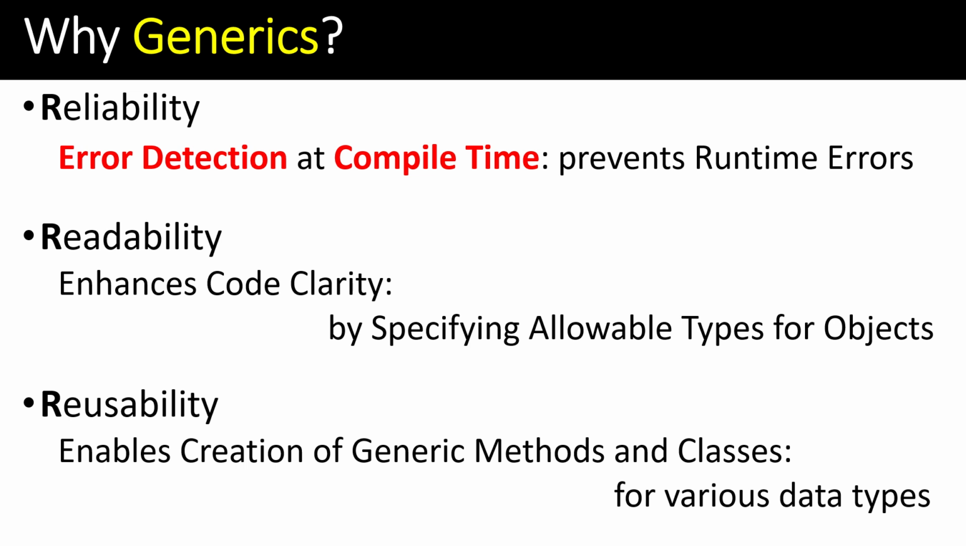First, generics improve reliability through compile time error detection. They act as a safety net by preventing type-related errors before the program actually runs. Second, generics improve readability because they make the allowed data type clear.